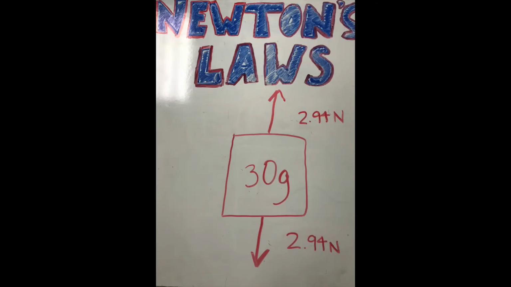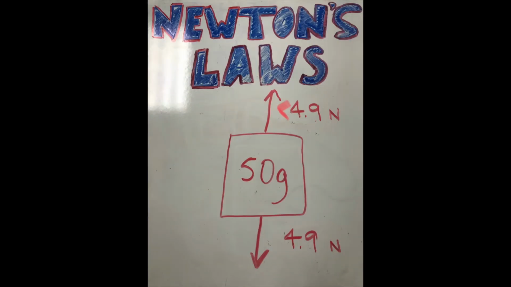The 30-gram mass exerts a 2.94 newton force on the card, and the card exerts that same force back up on the mass, which is also why this mass doesn't fall. The 50-gram mass exerts a 4.9 newton force down on the card, but the card can't exert that force back up on the mass, so the net force is facing downwards and the mass falls.